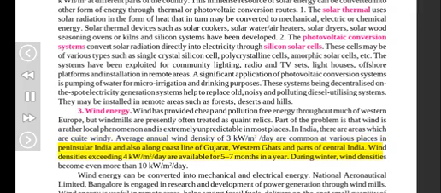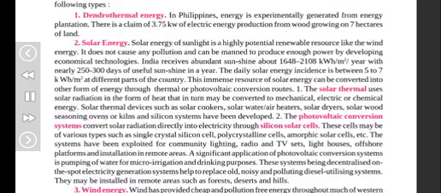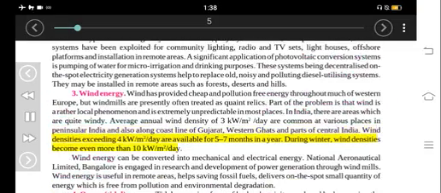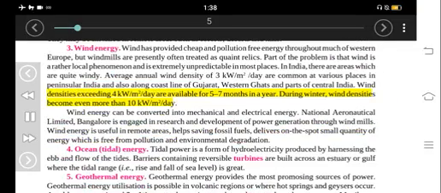Wind densities exceeding 4 kilowatts per meter squared per day are available for 5 to 7 months in a year. During winter, wind densities become even more than 10 kilowatts per meter squared per day. Wind energy can be converted into mechanical and electrical energy. National Aeronautical Limited, Bangalore is engaged in research and development of power generation through windmills. Wind energy is useful in remote areas, helps saving fossil fuels, and delivers on-the-spot small quantities of energy which is free from pollution and environmental degradation.